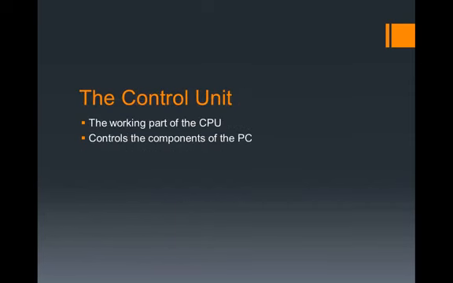The control unit is basically the working portion of the CPU. It's what does all of the operations that the CPU would normally have to do, other than mathematical operations, which we'll get to in a minute. The control unit is connected to every other portion of the computer. It's basically the part of the CPU that controls the rest of the computer. So if, say, you move your mouse left and right, the control unit tells the operating system that you are moving the mouse around.